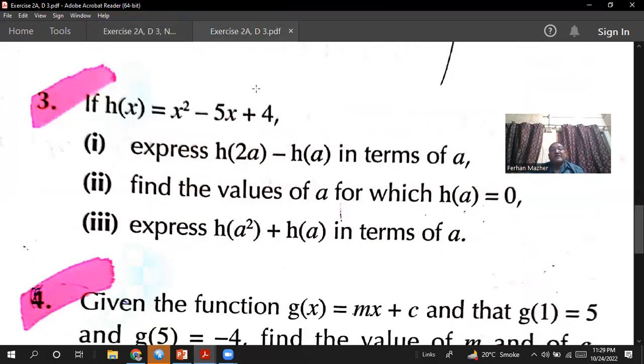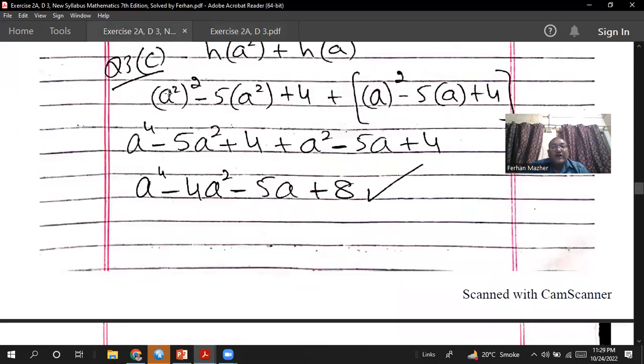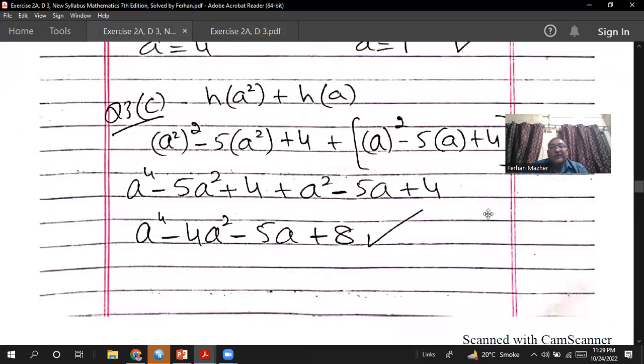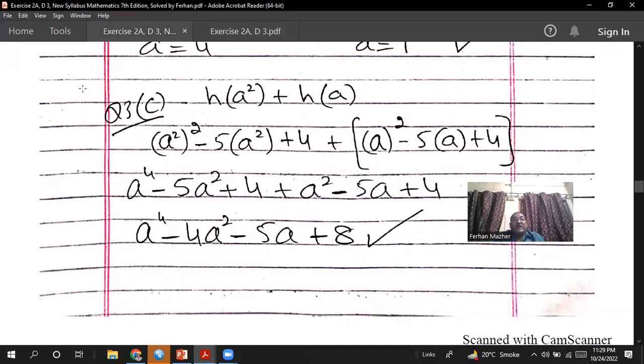The third part is express h of a square plus h of a in terms of a. Okay, so very simple, straightforward. h of a square plus h of a, that will be a square square minus 5a square plus 4, plus square bracket a square minus 5a plus 4. So it will be a raised to power 4 minus 5a square plus 4 plus a square minus 5a plus 4. So minus 5a square and a square, that will be minus 4a square. a to the 4 will come first. Then you will have minus 4a square, then minus 5a, and then plus 8. So this is how you do question number 3, its C part.